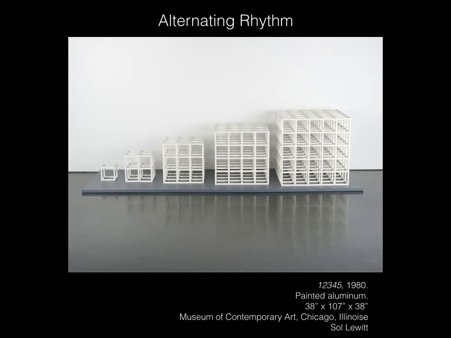So Sol LeWitt actually makes all these pieces that have to do with creating patterns that can be repeated. A lot of his artwork is just a sequence of numbers that then are created in the gallery, whether they're a drawing on the wall or a sculpture like this, but they have a lot to do with sequencing and pattern, and we can see that there's this alternating rhythm here.